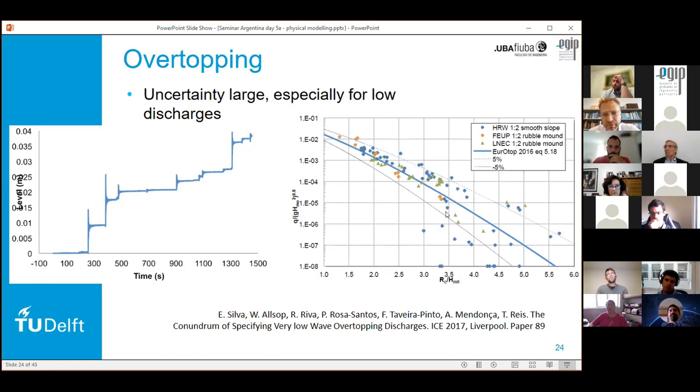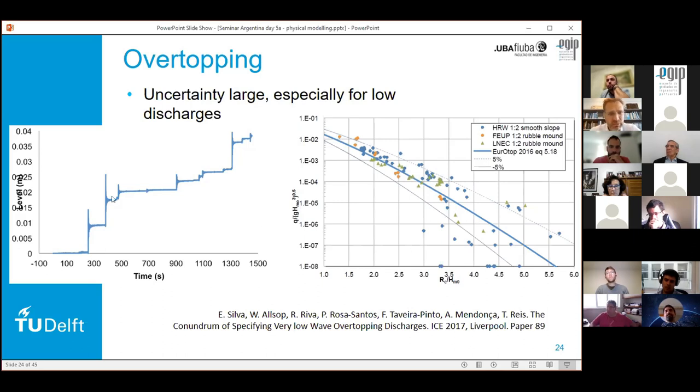So you see that in this paper, for very high crests, for very low overtopping discharge, you can have inaccuracies of, well, this is the plus or minus 5, so this is about 2 standard deviations. This is a logarithmic scale. So here you can see that there is a factor 100 on an uncertainty or so. So there are also huge uncertainties that we have here.